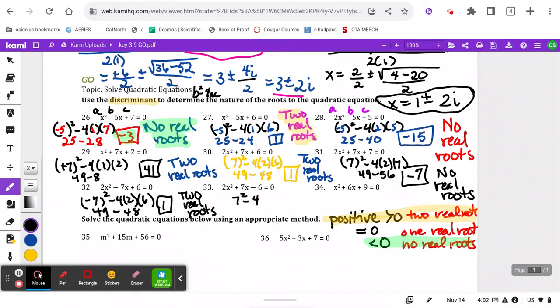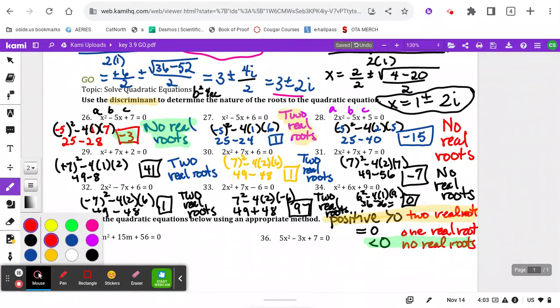B squared minus 4 times A times C is 49. This time it's 8 times 6 is plus 48. 49 plus 48 is 97. It's another positive discriminant. That means 2 real roots. Last, B squared minus 4 times A times C is 36 minus 36 is a discriminant of 0, which means 1 real root.